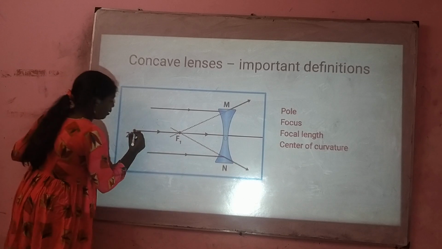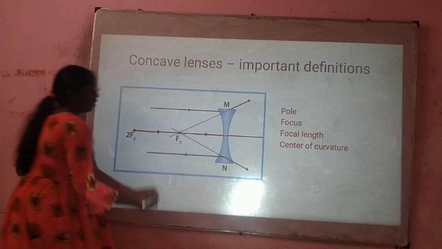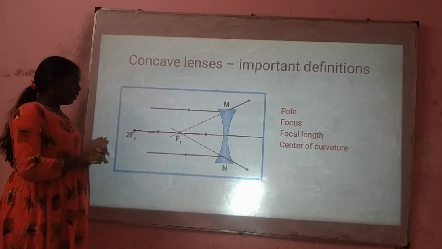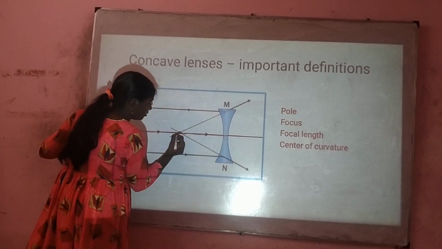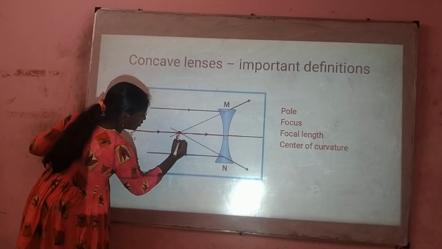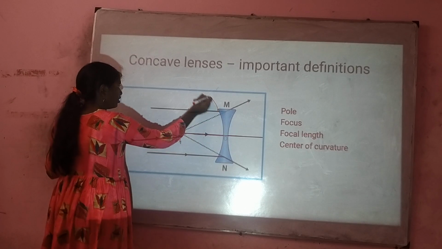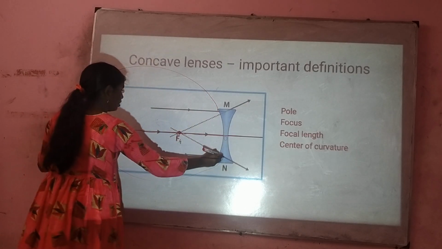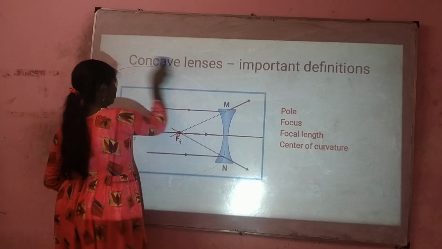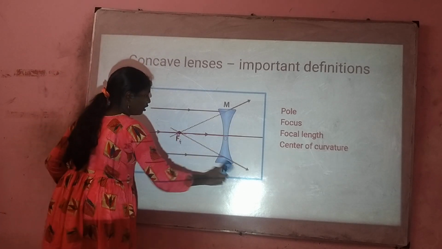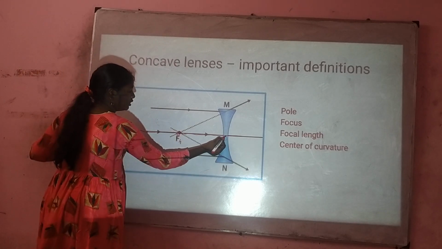So what is the pole? The pole is this line, which is like an axis in the mirror, in the lens. The focus is the point where the light rays converge, which is here. It's denoted as F1. And the center of curvature: when this lens is turned into a circle, roughly, this would be the center. That is why it's called the center of curvature. Focal length is the length between the pole and the focus.